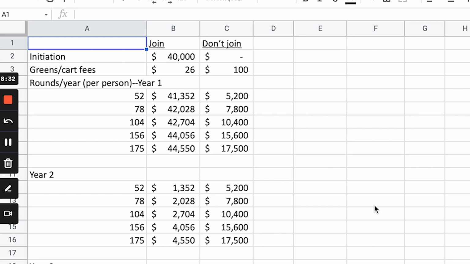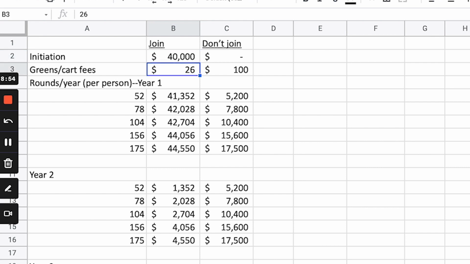So just using some fairly real numbers here. Let's say that your initiation for golf is $40,000. So obviously, if you join, that's what you're putting down. If you don't join a golf club, you're not going to pay any initiation fee. But this is for golfers. Obviously, if you don't play golf, none of these numbers come into play.